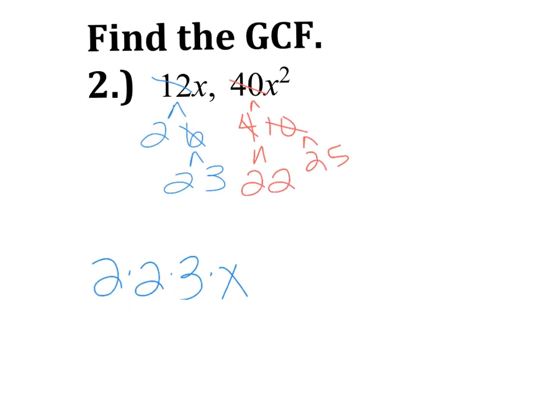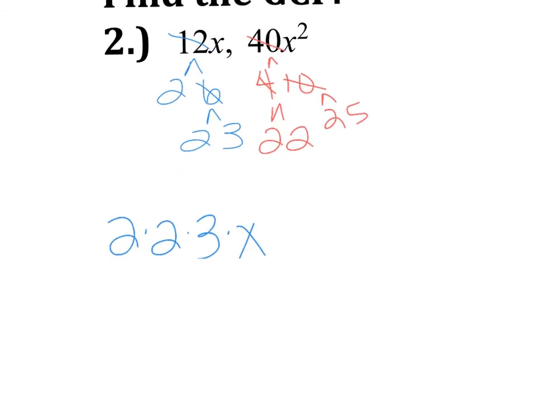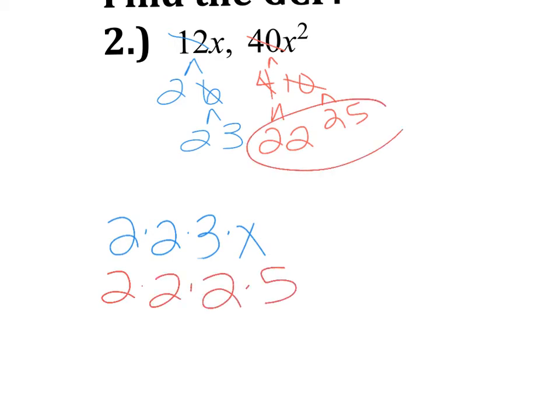So underneath my prime factorization of 12x, I'm going to put my 2 times 2 times 2 times 5, because that's what's there, times my x times x because of the x squared. So when you have the factor tree, when you're looking at this in a broken down format, you want to see what appears in both of them.